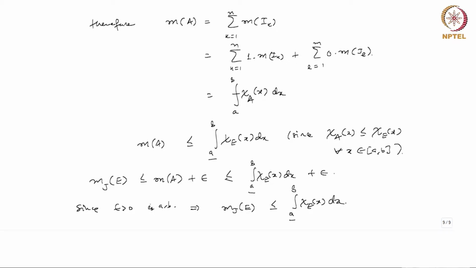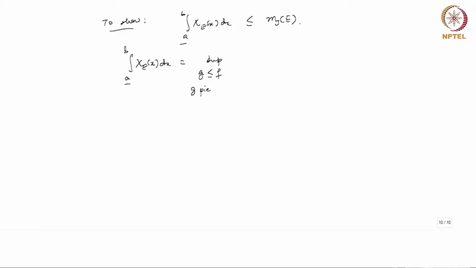Now we have to prove the reverse inequality to show that the lower Darboux integral is less than or equal to the inner Jordan measure of E. So to show this, remember that by definition, this is the supremum of piecewise constant functions g, which are pointwise less than or equal to f, and you take the piecewise constant Riemann-Darboux integral for the function g(x).